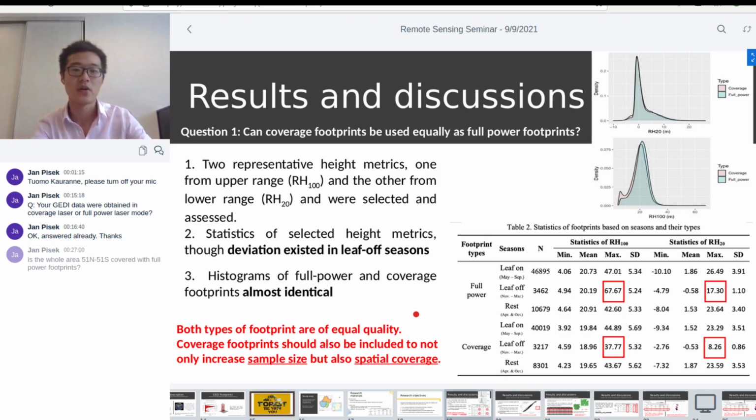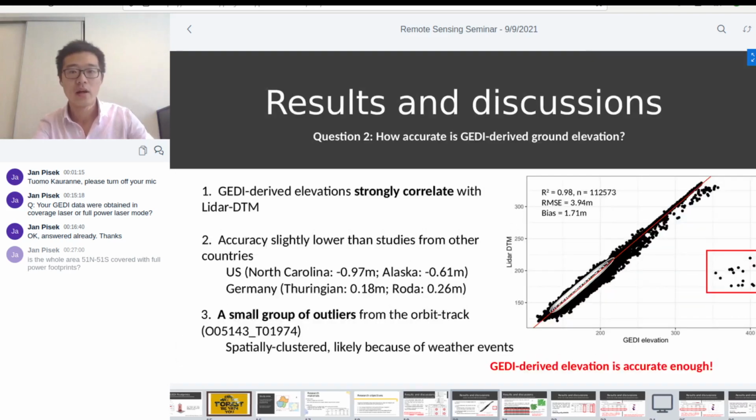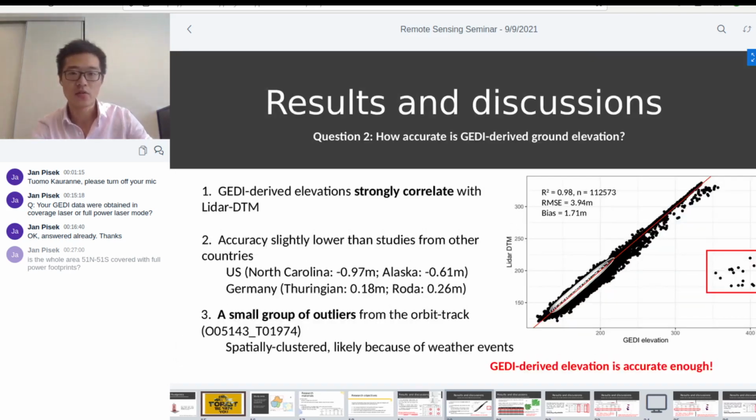And then for the second research question, we compared GEDI elevation with LiDAR DTM, and we found out that in our study site, both types of elevations are highly correlated to each other. And the bias is about 1.7 meters, which means GEDI was overestimating ground elevation compared to LiDAR DTM. But the R square is very high, and also the RMSE is acceptable.